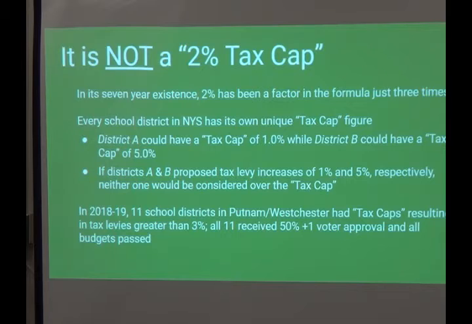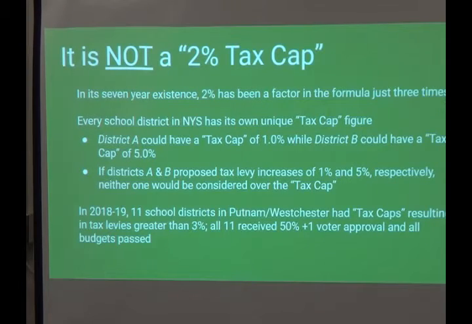So, you'll see that with most districts, even last year, Dobbs Ferry and Hastings were a few percentage points off from each other, and it varies wildly from district to district because of the other factors that we'll speak to on a following slide. But just to give you a sense, in 18-19, most districts had tax caps resulting in levies higher than 3%.